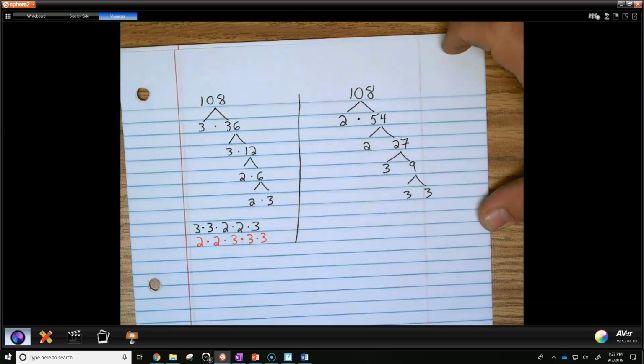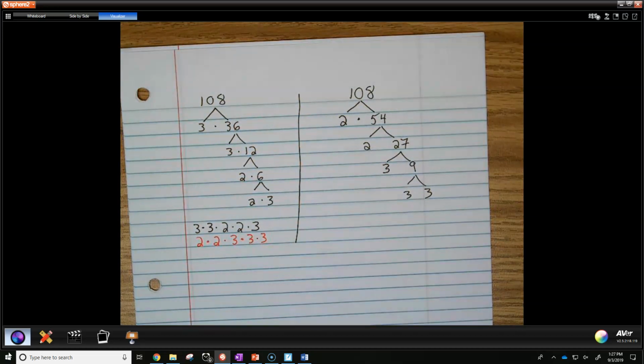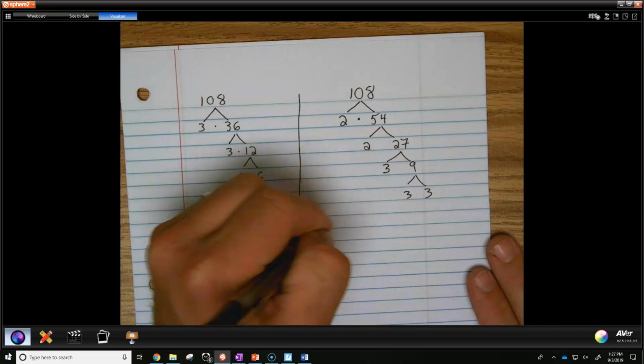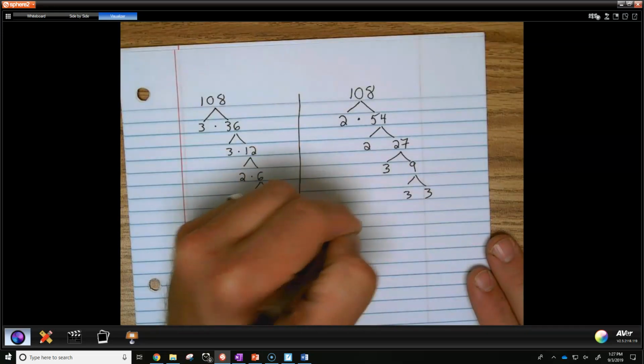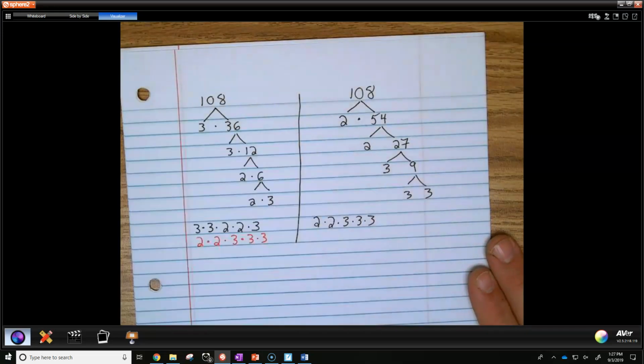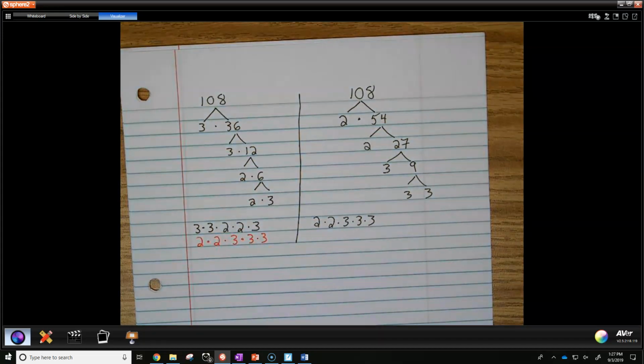Find 5 factors. Okay, so here's my question. She gets it right: 2 times 2 times 3 times 3 times 3. Does this mean there are multiple ways to get to the answer? Yes. There's actually a lot of ways to get the answer.